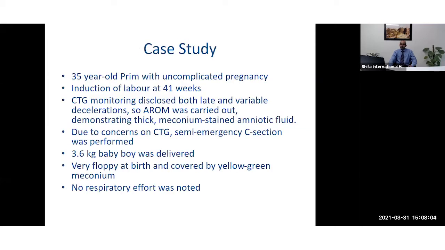It's a 35-year-old lady with uncomplicated pregnancy who is induced at 41 weeks, and the CTG showed pathological CTG with both late and variable decelerations, and there was thick meconium stained liquor, and an emergency C-section was performed. A 3.6 kilogram baby was delivered who was very floppy and covered with meconium. There was no respiratory effort at the time of birth.